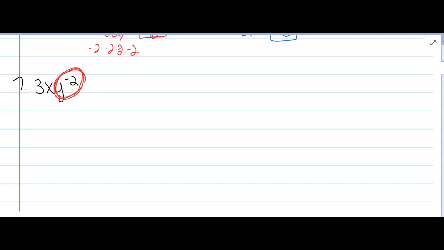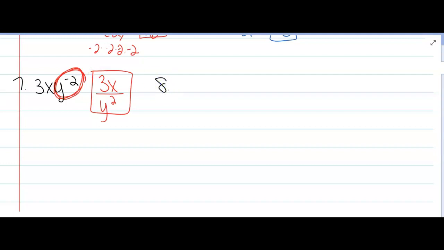So the only thing that has a negative exponent here is the y. So what happens here is the 3x, they stay. We're not going to move them. But the y had a negative exponent. So I'm going to move the y to the denominator, and the negative 2 becomes a positive 2. It's going to look something like that.